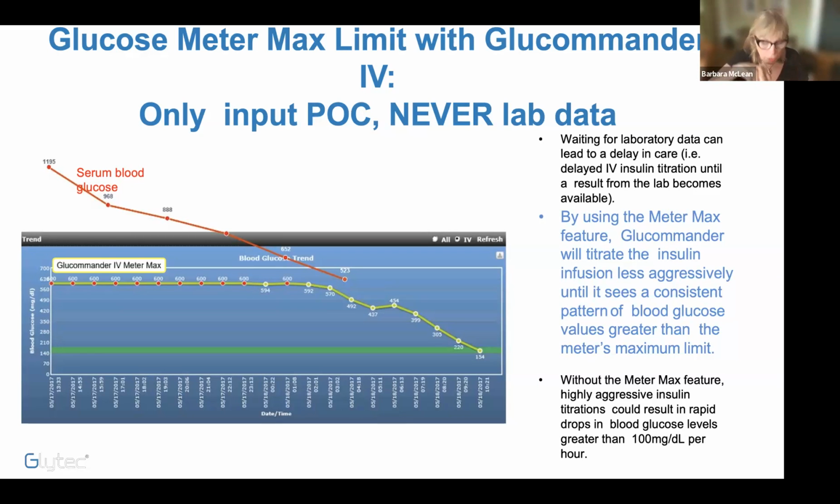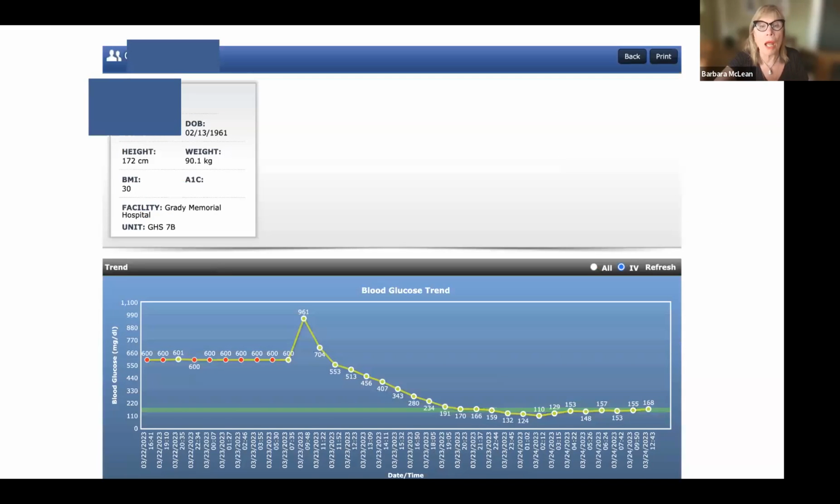the point of care data is real time and right now, and lab data is old. So we don't use old lab data. We use real time right now data. So you can see right here, you've got meter max, and somebody put in 601, probably just because they didn't know. And then it goes back to meter max.